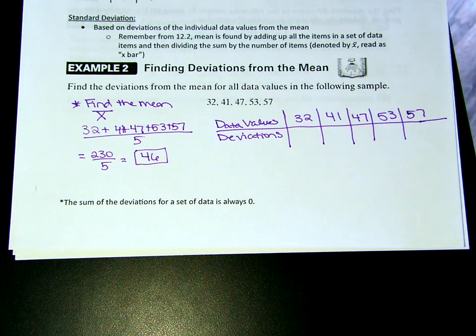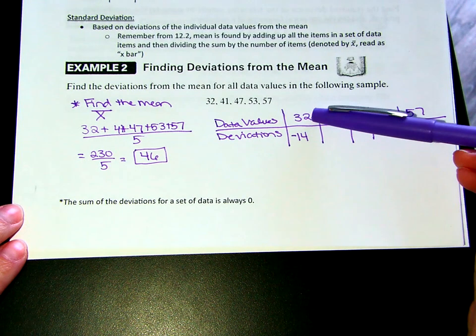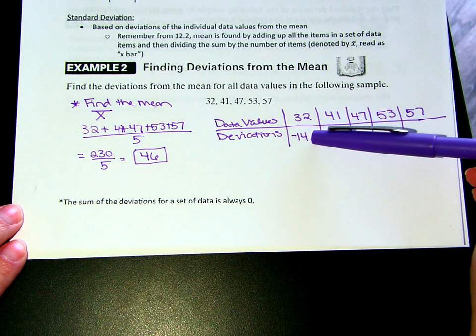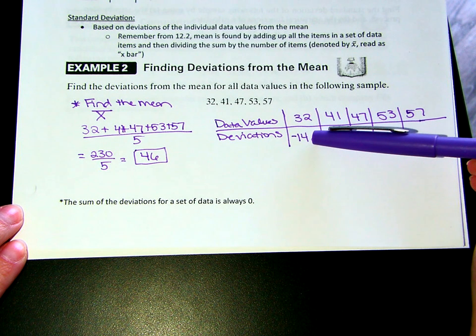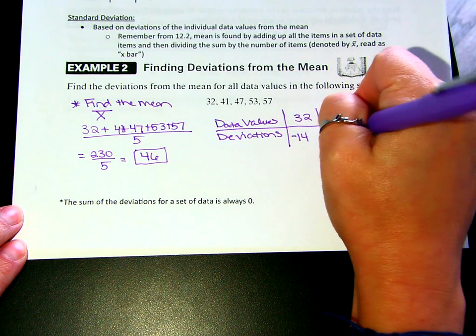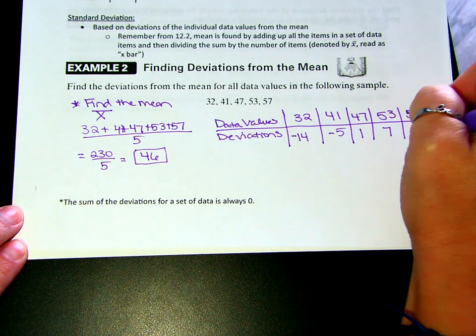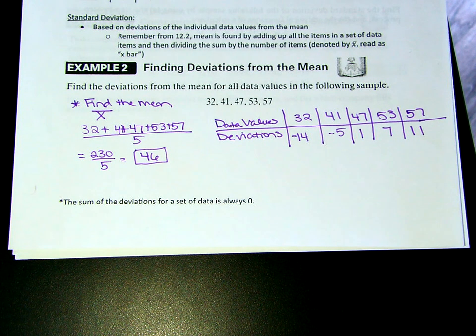So then the way we find deviations is we literally are taking our data value, subtracting our mean. That's it. So 32 take away 46. It's a negative 14. This data value is off by negative 14 points. It's below the average. It's below the mean. 41 is negative 5. 47 is above, so it's going to have a positive value. Positive 7, positive 11. These are the deviations from the mean. How far off are each of our data points from the average or from the mean?